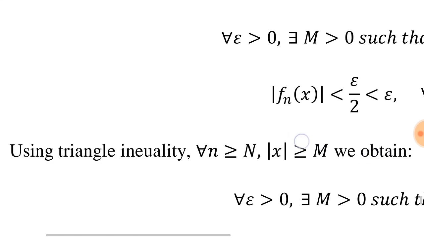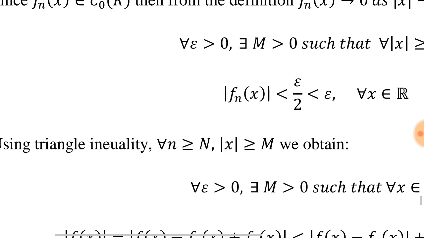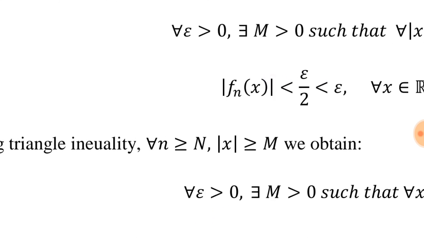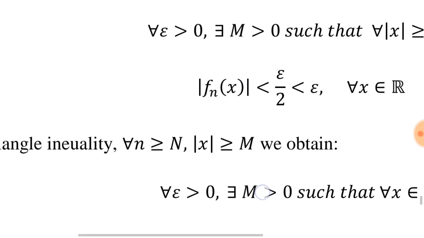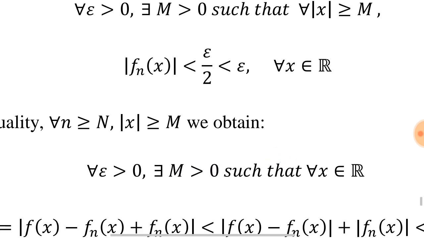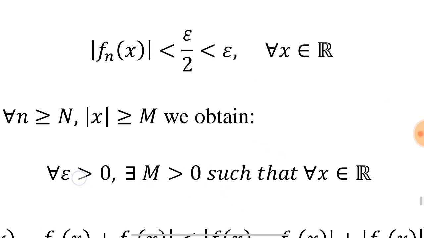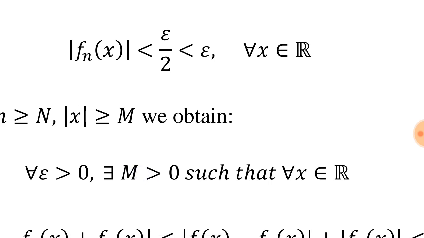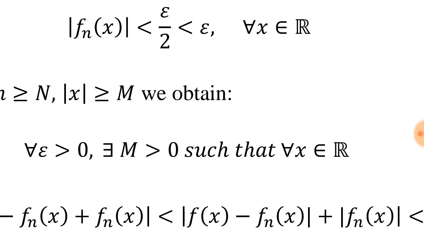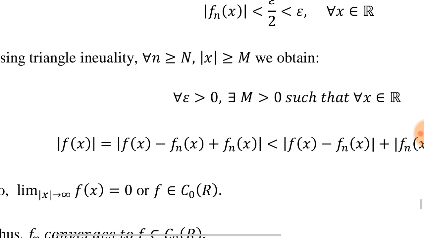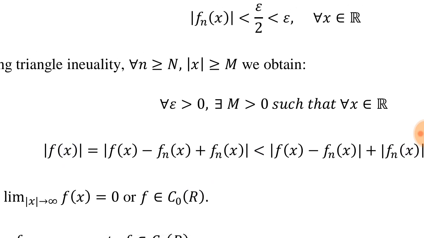Using the triangle inequality, for every n greater than or equal to capital N and the absolute value of x greater than or equal to capital M, we obtain for every epsilon positive, there exists capital M positive such that for every x in R, we have this. The absolute value of f of x is equal to the absolute value of f of x minus f sub n of x plus f sub n of x. Okay?